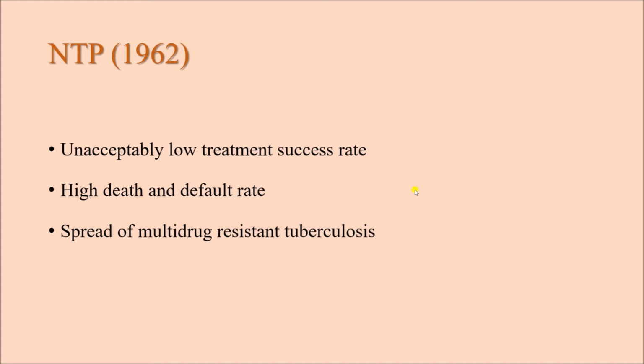Now going further into the program related topic, the first national program that was launched in our country against tuberculosis was the National Tuberculosis Program in the year 1962. But after a few years, we could identify a lot of problems with this program. For example, there was unacceptably low treatment success rate, and because of that there was high death rate and high default rate. As I mentioned earlier, what does default mean? It means the patient will start taking medication and after that he will discontinue taking medication. And all these things will ultimately lead to the spread of multi-drug resistance tuberculosis.